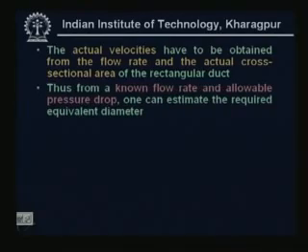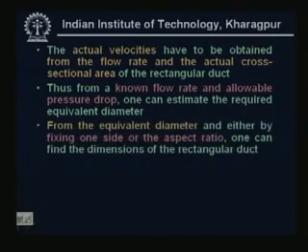Thus, from a known flow rate and allowable pressure drop, one can estimate the required equivalent diameter, as I have already explained. From the equivalent diameter, and either by fixing one side or the aspect ratio, one can find the dimensions of the rectangular duct. Okay, so if you fix one more parameter, either one side or the aspect ratio, then you can find out the dimensions of the rectangular duct. Let me show a simple example.